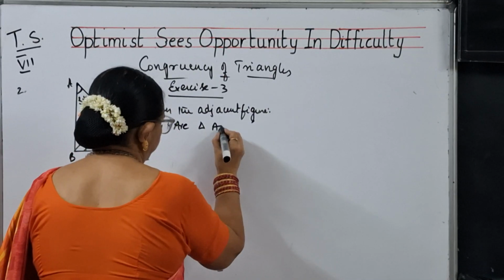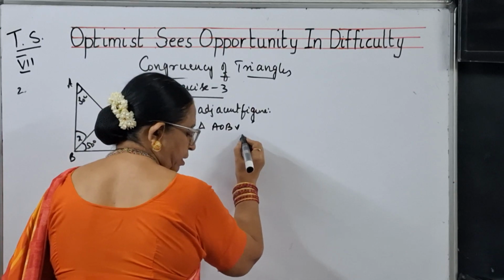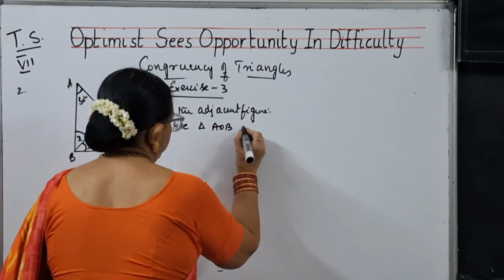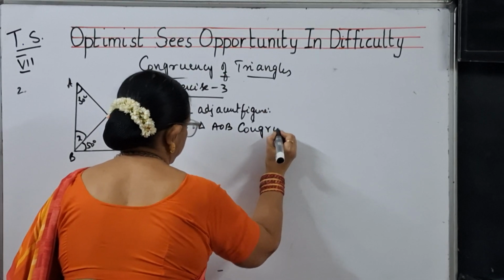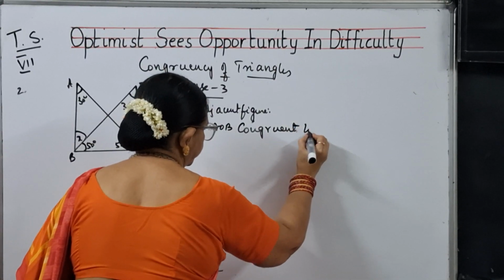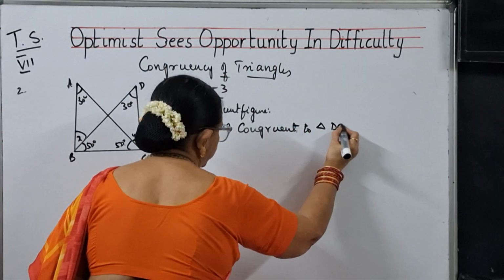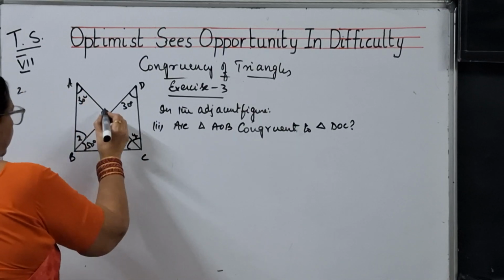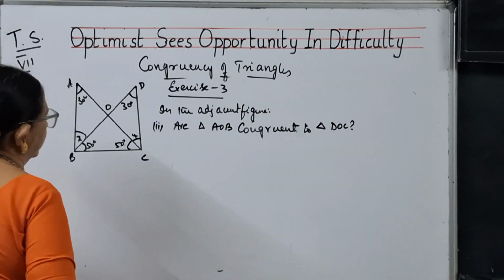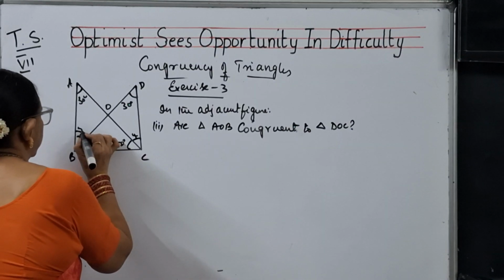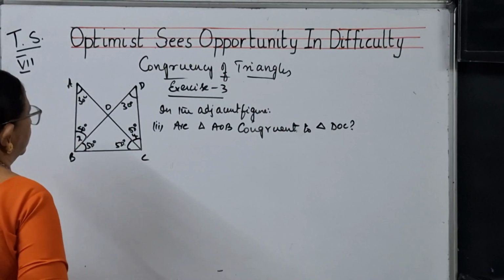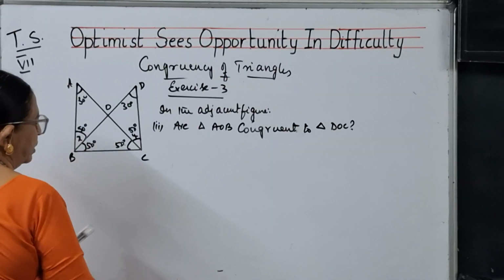triangle AOB congruent to triangle DOC. This is the question. Triangle AOB, this is one. Triangle AOB congruent to triangle DOC. See, we have got this value as 50 degrees, this value as 50 degrees, children. We have done it, we have proved it earlier.